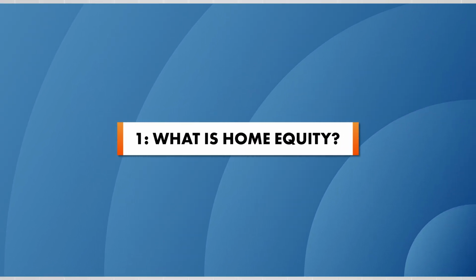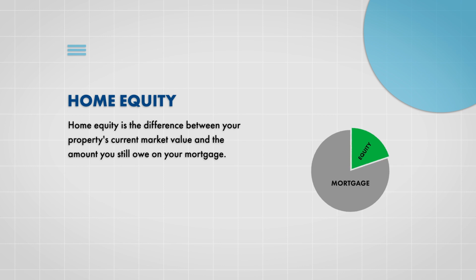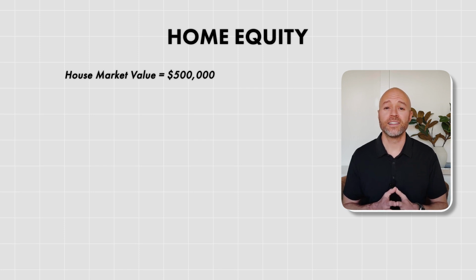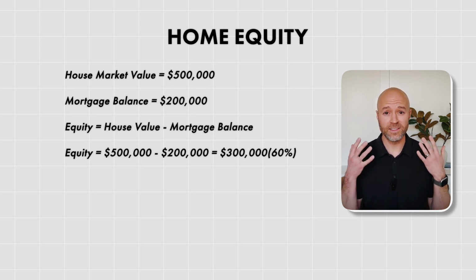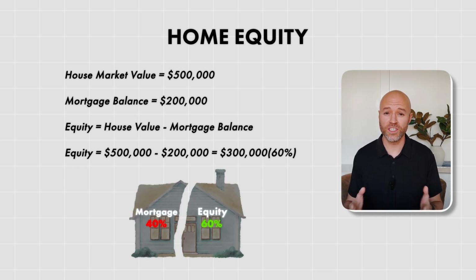So home equity is very simply the difference between the current market value of the property and what you owe on your mortgage. So let's say your house is currently worth $500,000. And let's say you currently owe $200,000 on your mortgage. Your equity, very simply, is $300,000. So that $300,000 of equity represents the portion of the home and the property that you actually own.